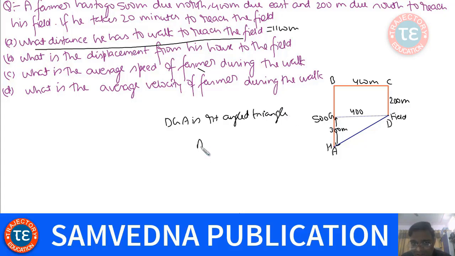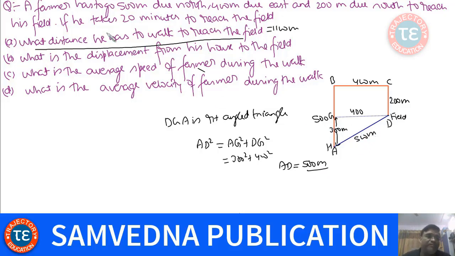So one can say the square of displacement AD equals AG square plus DG square, that is 300 square plus 400 square. So AD comes to be 500 meter. Alright, that will be displacement.